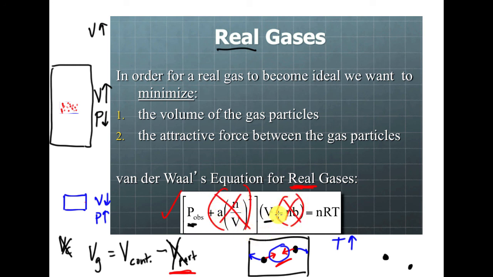And how do we do that? We want our pressure to be very low and our volume to be very high. We would like our temperature also to be very high. Those are the conditions that make this true, so that we can just focus on PV equals nRT and make our work a lot easier.